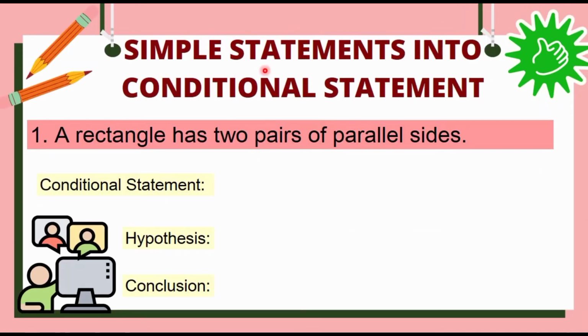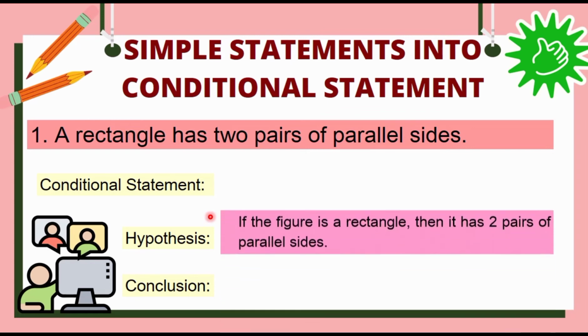Now, let us have simple statements in the conditional statement. In this lesson, you can also write a simple statement into its equivalent conditional statement, or what we call the if-then statement. For example, a rectangle has 2 pairs of parallel sides. This is an example of a simple statement. Let us rewrite this as a conditional statement and identify the hypothesis and the conclusion. Okay, so let us start.